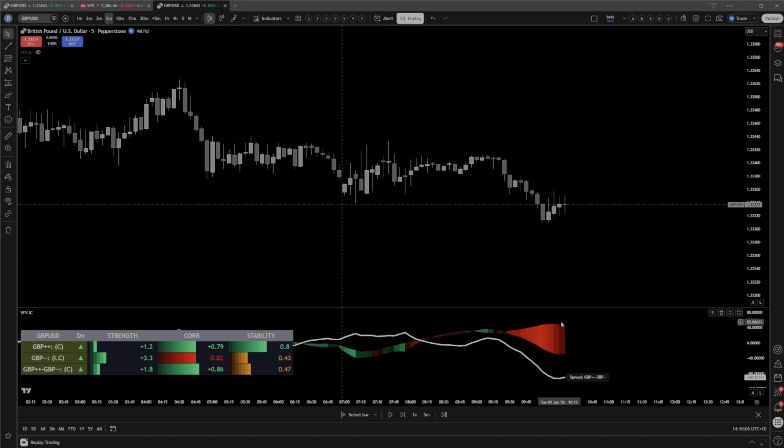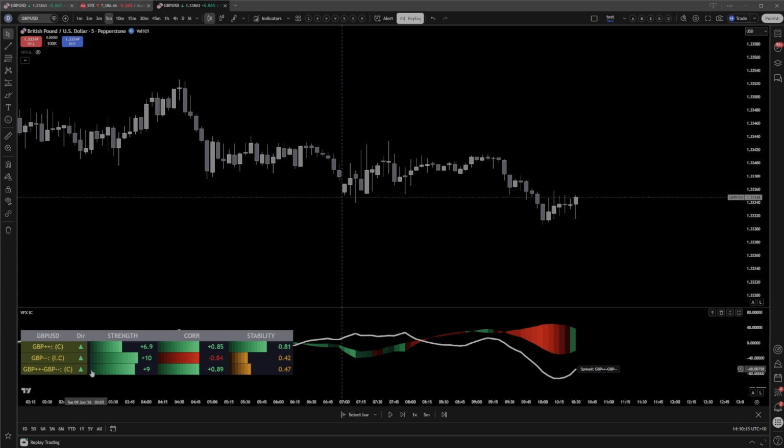And you can see the color is less intense. Synthetic spread has turned around. All right, this might be a long move. See, yellows across the board. Strength in each case is above +5, and the correlation is above 0.5. In a slight up move, notice that the synthetic spread is coming up.